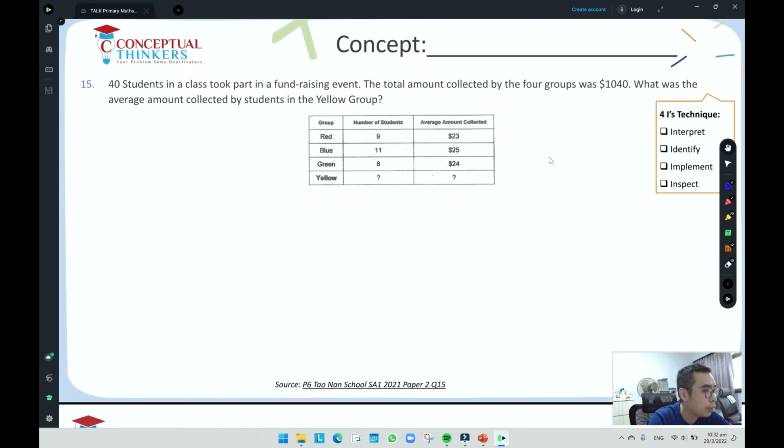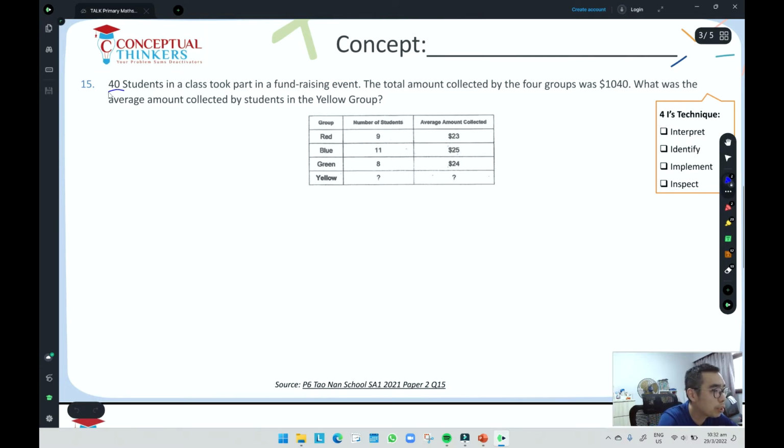So we have 40 students in the class who took part in a fundraising event. The total amount collected by 4 groups was $1,040. What was the average amount collected by students in the yellow group? Okay, so let's start by interpreting the question. So let's underline the keywords.